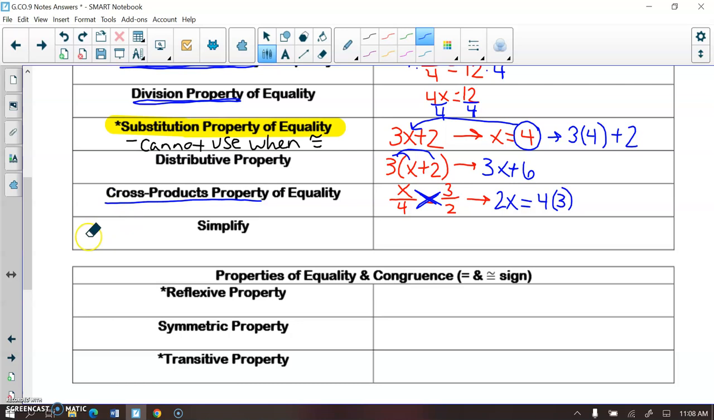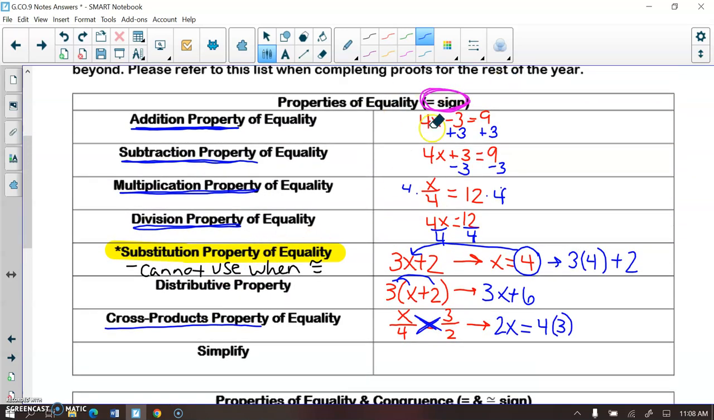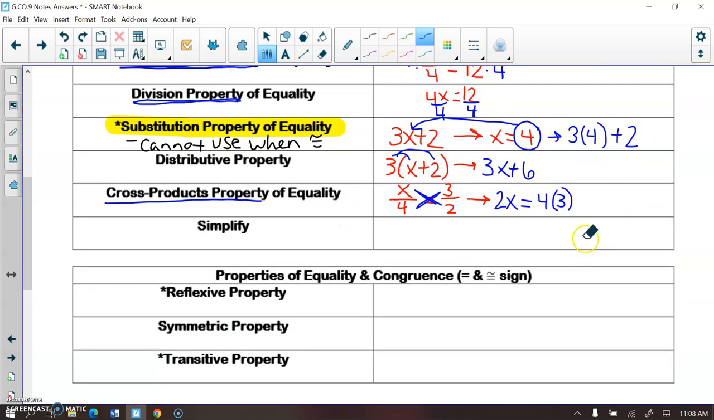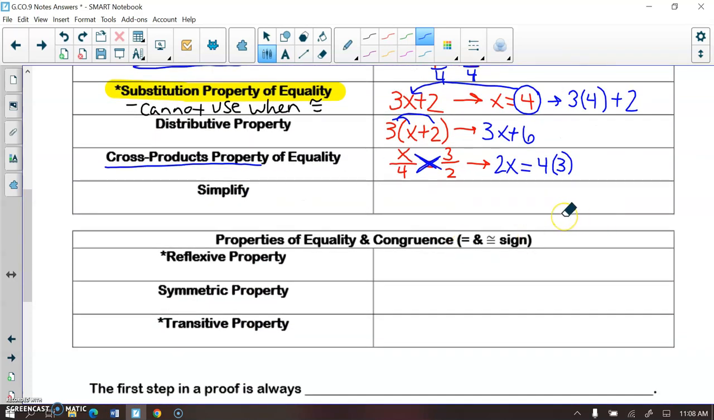And then lastly, the last algebraic property, because these are all properties of equality, so it's when we're dealing with equations only. The last algebraic property is simplifying. So if I had a 3x plus a 2x in an equation, and let's just throw in a plus 9 as well, I could combine my like terms together, and that gives me 5x plus 9, and that is called simplifying. That's an algebraic property.